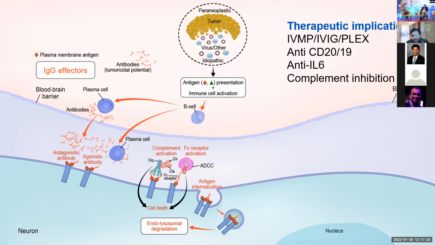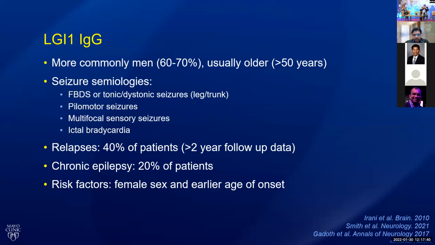And then it also tells us, to some extent, the chances of the patient having an underlying cancer. So I'll go over some of the important antibodies in this group very briefly. LGI1 is one of the antibodies which Dr. Irani will be talking about after me.